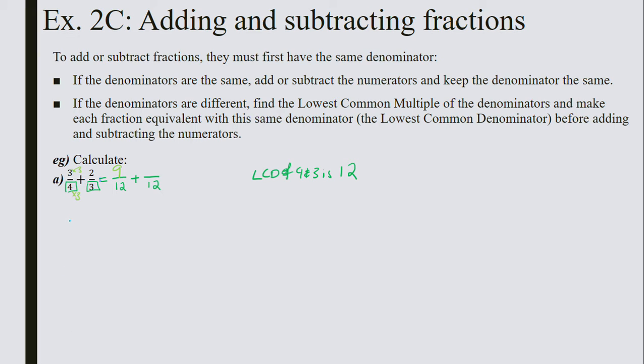Okay, same on the other one. To get from 3 to 12, we need to multiply by 4. 2 times 4, we do the same to the top and the bottom, and we get 8. Okay, I'll switch back to a normal blue now.